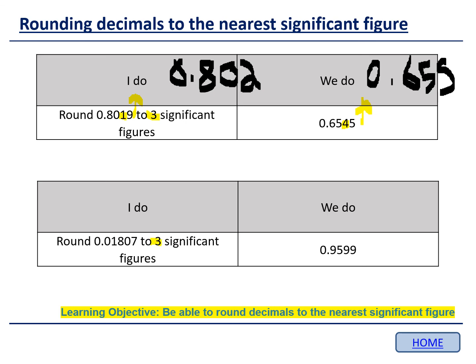Okay, 3 again. 1, 2, no, 1, 2, 3. Take us to that 0. 7's going to round us up. So we're going to have 0.0181. And this we do, have a go. Make sure you pause it. Get the practice in. It'll be worth it.